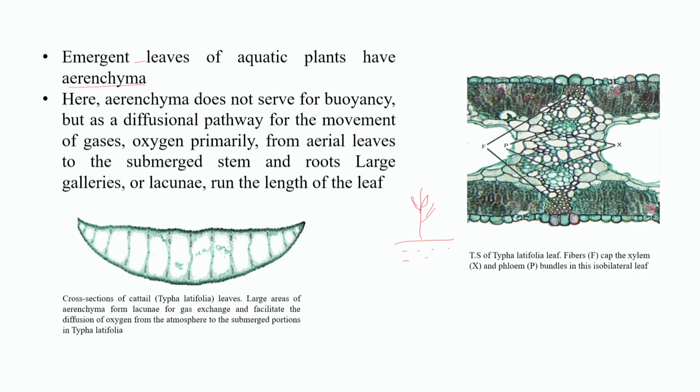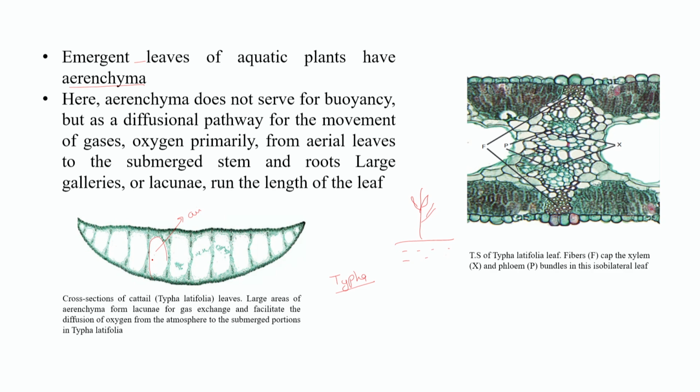So why is this aerenchyma present? When you see the structure, Typha is a very good example of an amphibious plant. You can see that large aerenchyma or continuous channels, or lacunae, are there, which have air filled in them. This lacuna is actually connected to the submerged portion of the plant, so this lacuna provides air to the submerged portion.